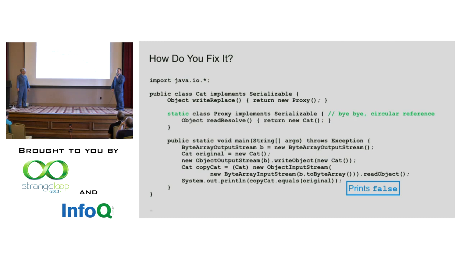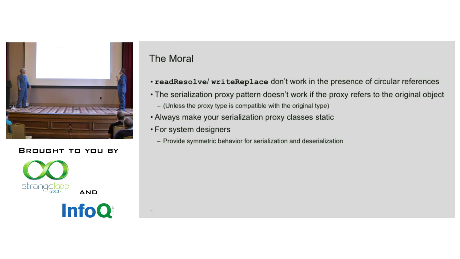Correct. Now, what can we learn from this? A few things. As we said, writeReplace and readResolve don't work in the presence of circular references. Also, the serialization proxy pattern does not work if the proxy object itself refers back to the original object. This can happen if you have a collection that you want to serialize and it contains an object that refers back to the collection. There are some arcane ways that you can work around it, and if you want to see them, check out MapMaker in Guava. Check out the source code. And one of the main morals of this story is always make your serialization proxies static. That is, static nested classes.